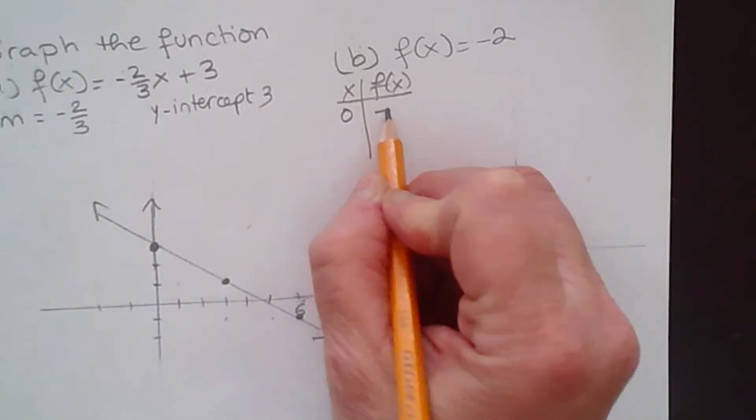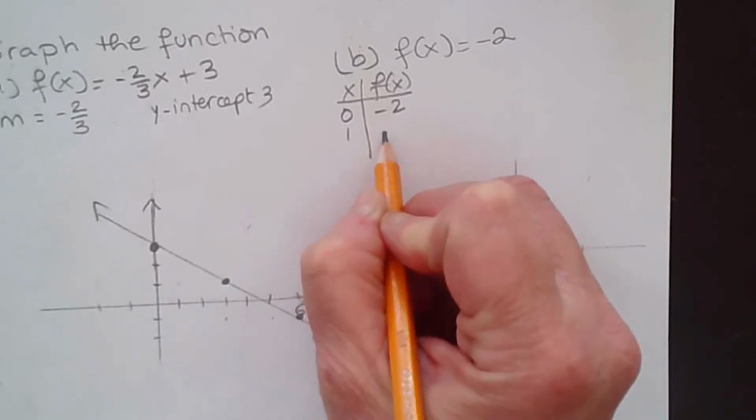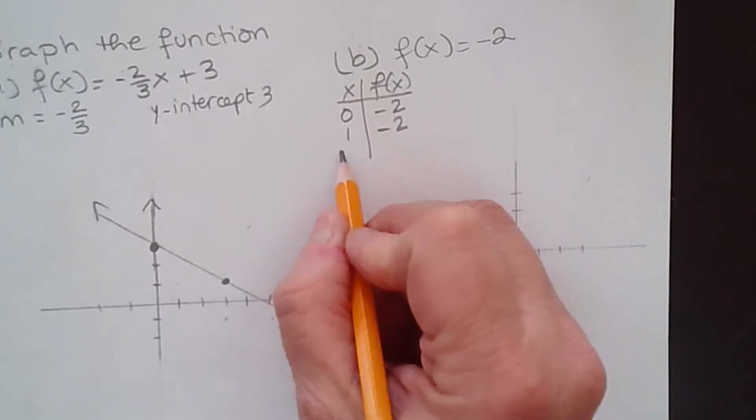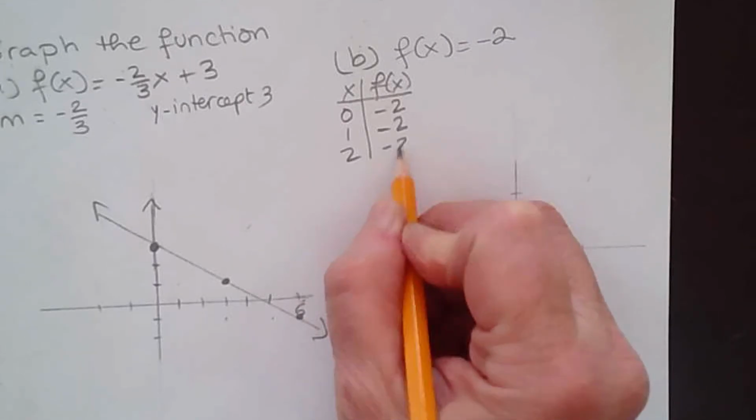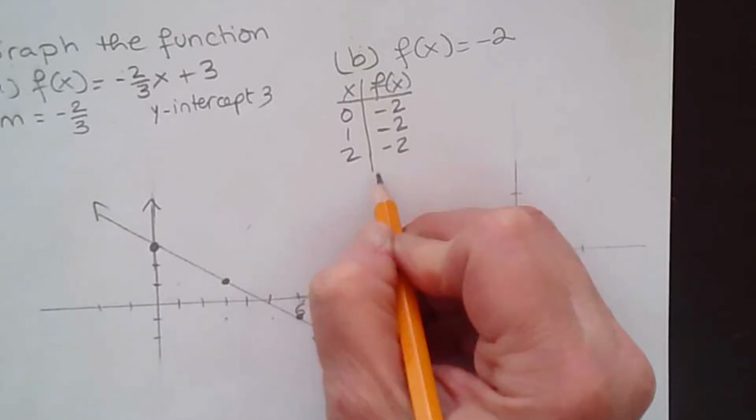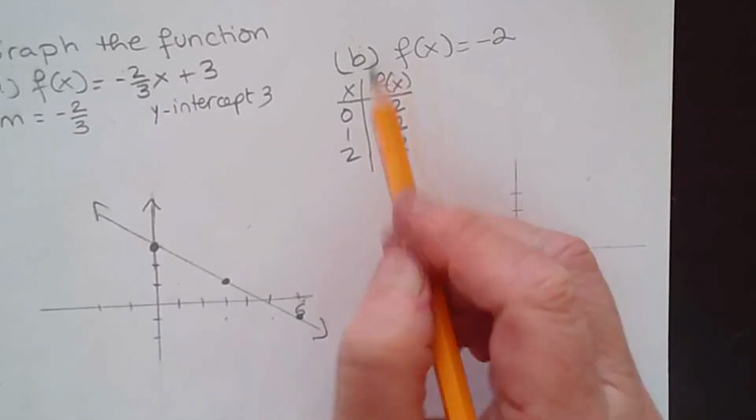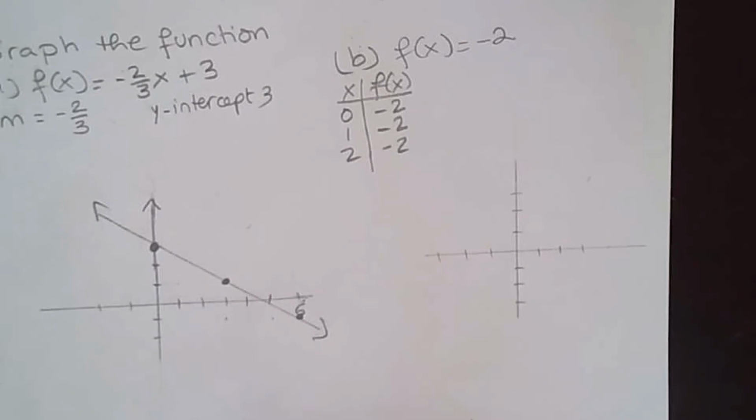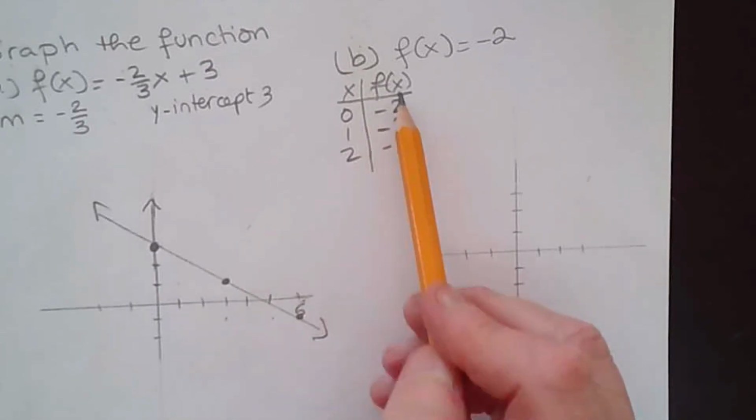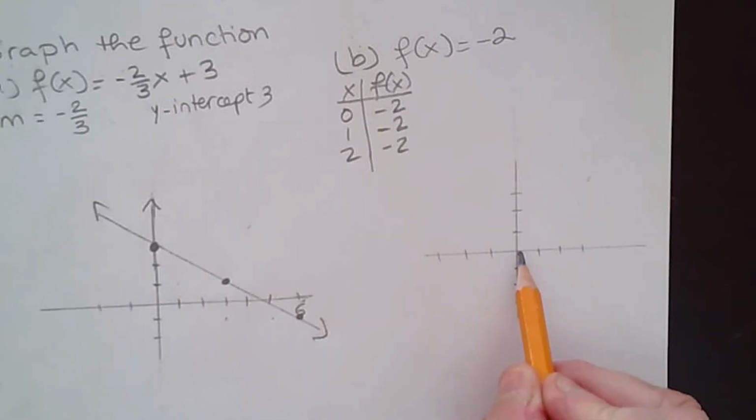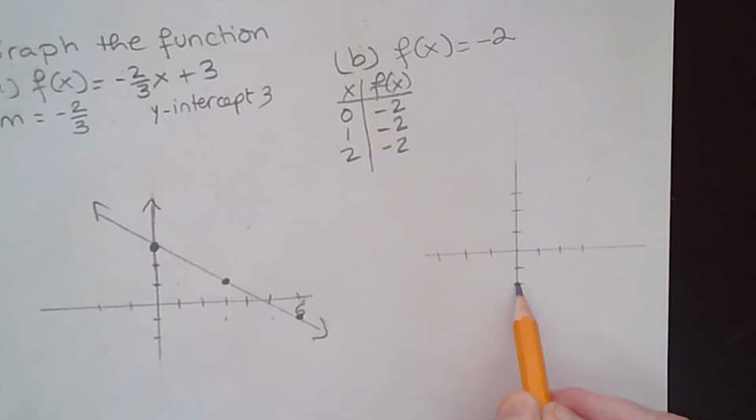F of x will be negative 2. When x is 1, f of x would be negative 2. When x is 2, f of x will be negative 2. No matter what value you choose for x, f of x will always be negative 2. The function value is the same for every input value, for every value of x. So if you want to graph this, what are you going to have? When x is 0, f of x is negative 2. So 0, negative 2. That's a point on the line.